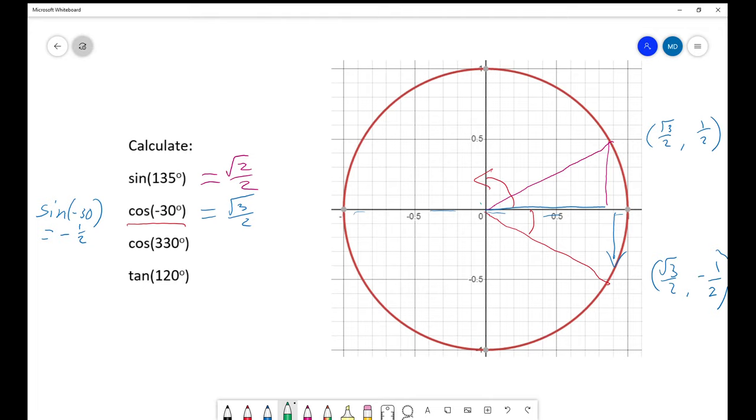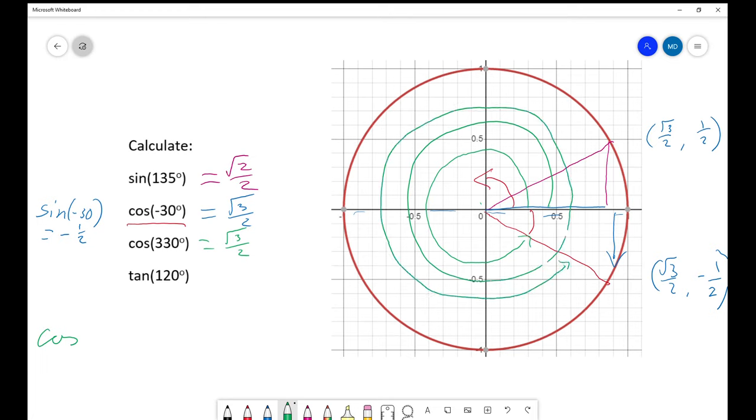What about cosine of 330 degrees? We'll have to go all the way around, but in fact, 330 degrees is exactly the same as negative 30. So this is root 3 over 2 again. And I could go further. What if I went round twice, all the way around, and then all the way around again? So 360 plus my 330, so cosine of 690 degrees, that's going to be the same again. It's going to give me the exact same values because we're defining them as the x and y values of these points.